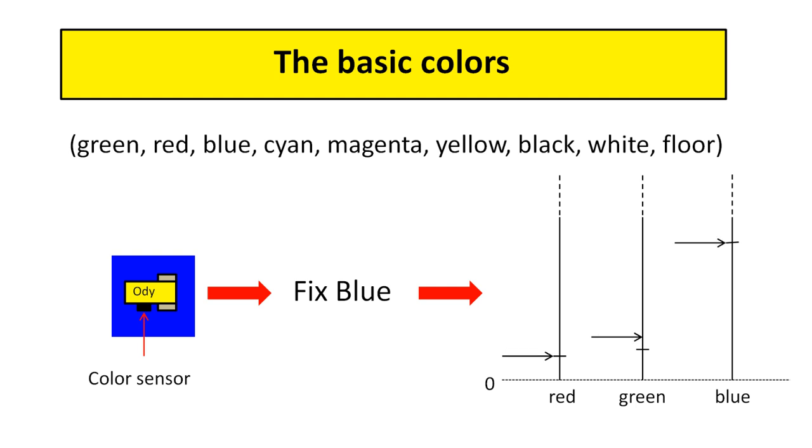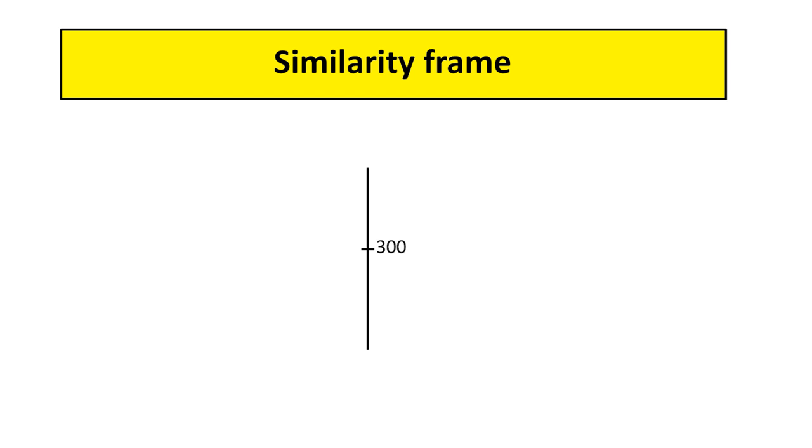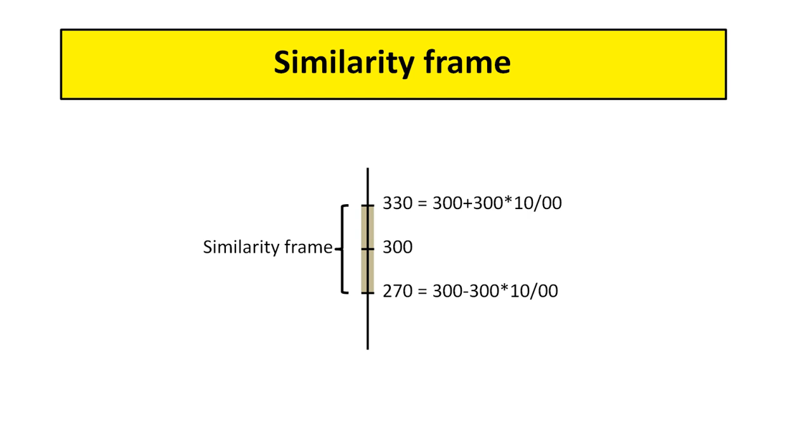This is because the value of green for this color is not identical to the value of green for the basic blue color. By setting the similarity frame to be bigger than 0, we create an interval that includes the values of the basic blue color as follows. Let us set the similarity frame to 10%. Starting from any of the three values corresponding to the basic blue, we create an interval that starts from the value minus 10% of the value and ends at value plus 10% of the value. For example, if the value is equal to 300, this interval is from 270 to 330.